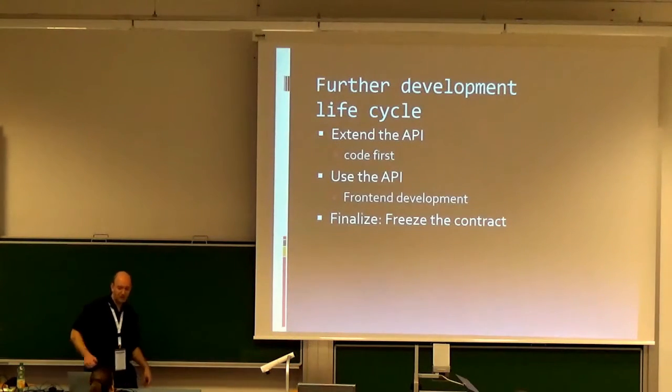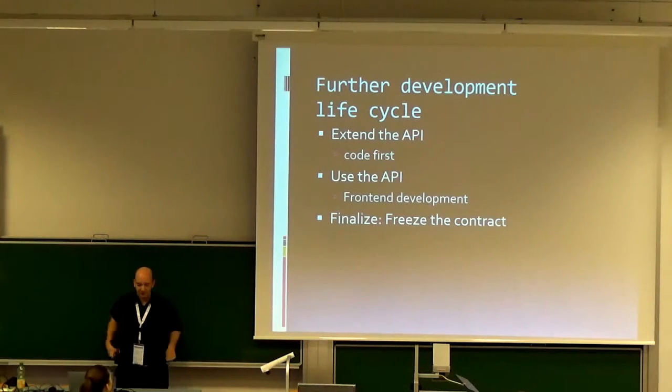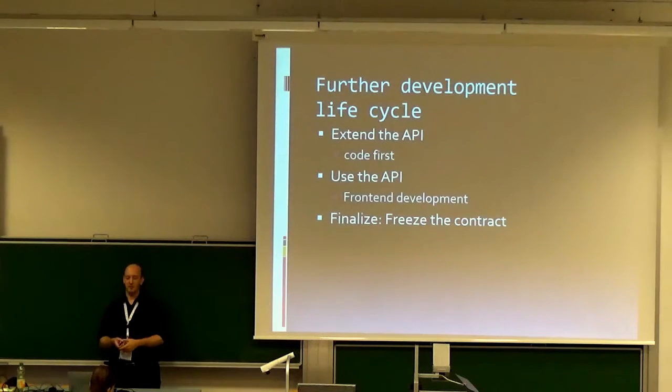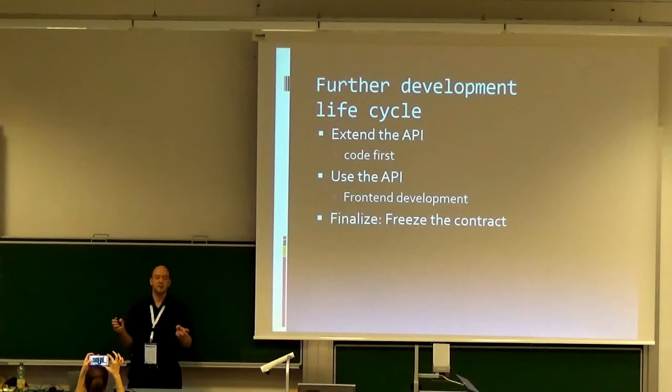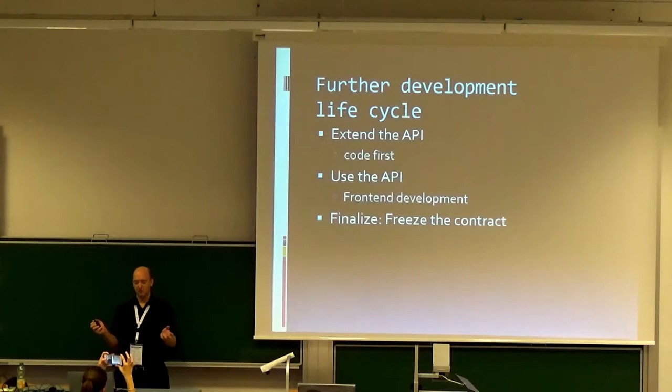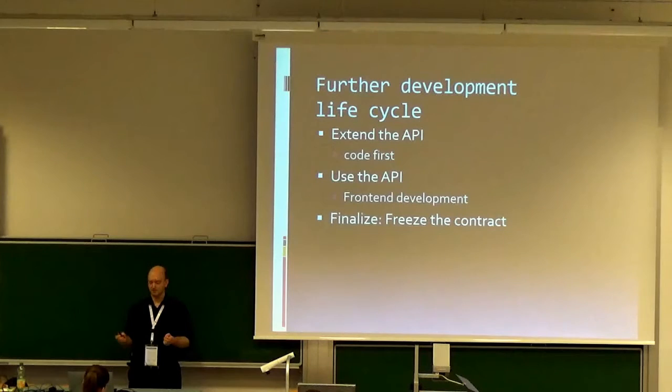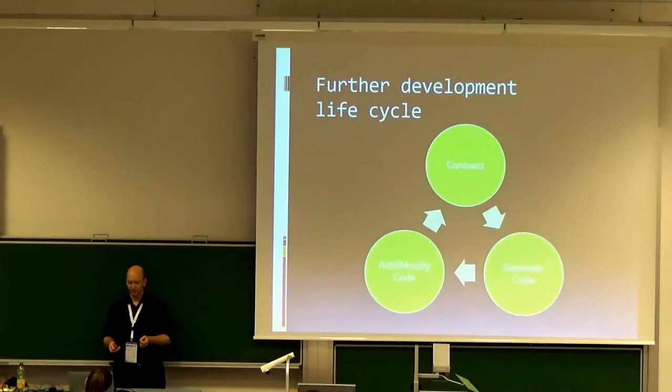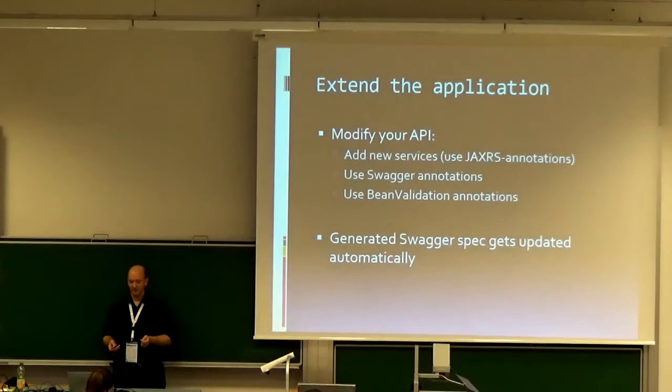So for the further development life cycle, we now want to extend the API and add new operations and new models. And we want to use the API for front-end development and other APIs. And finally, we want to freeze the contract so we don't have any accidental changes. This is the basic life cycle. So we want to add new services, new models.